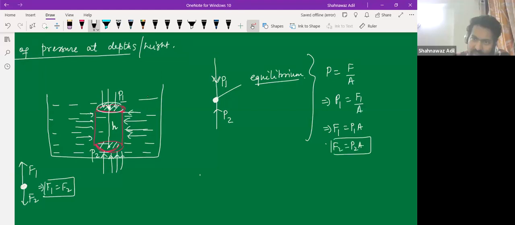What is the other force that is acting on this thing? This has some mass m. So what would be the other force which is always there, acting on this thing?